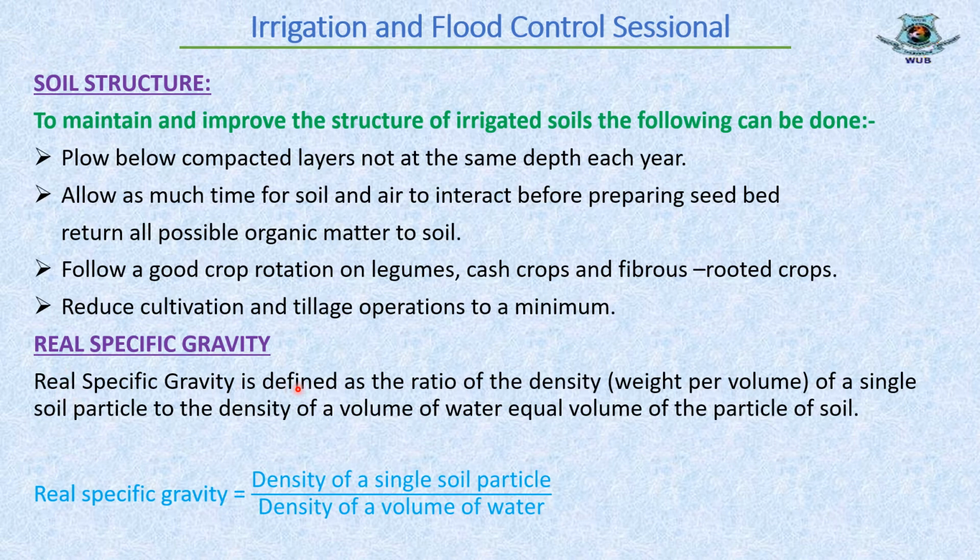Real specific gravity is the ratio between the density of a single soil particle to the density of an equal volume of water, and this is unitless. That means it has no unit, as it is a ratio.